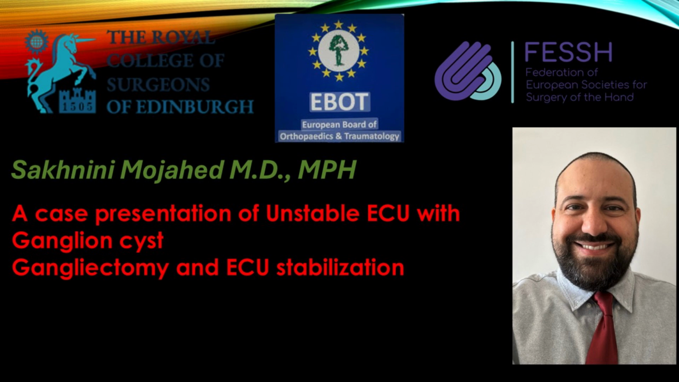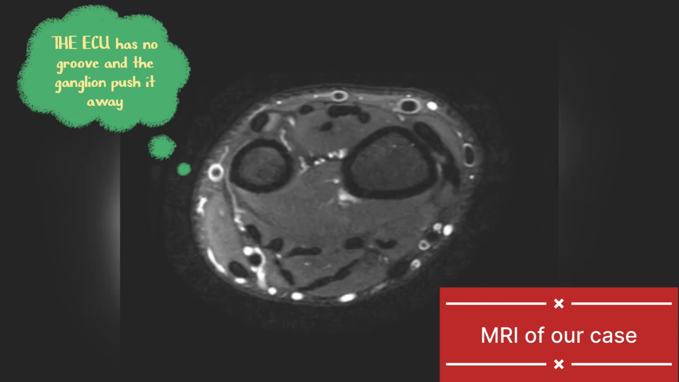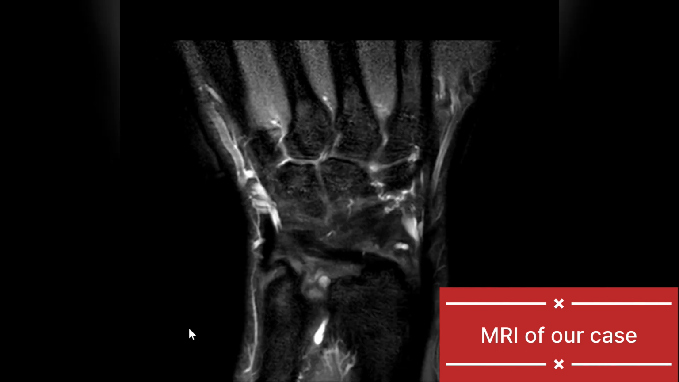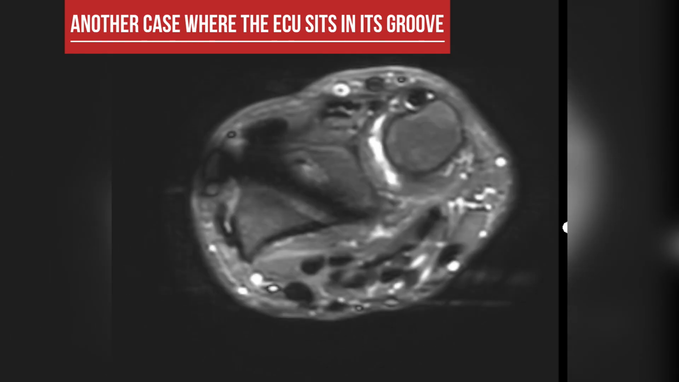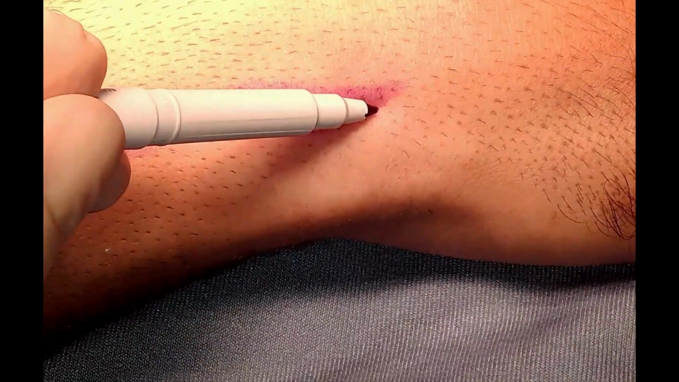This is Dr. Sakhnini speaking, welcoming you to this case of ganglion cyst that involves the DRUJ and pushing away the ECU. This is the axial MRI showing the ganglion cyst in the DRUJ area, pushing away the ECU from its shallow groove. For comparison, we have an intact ECU sitting in its groove.